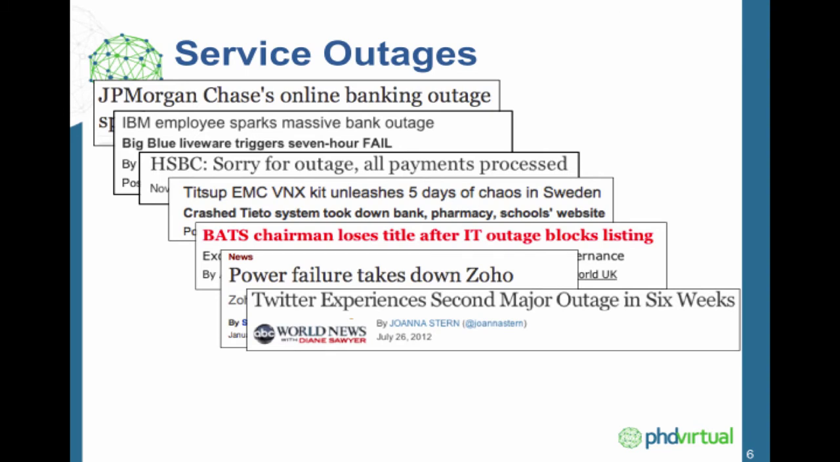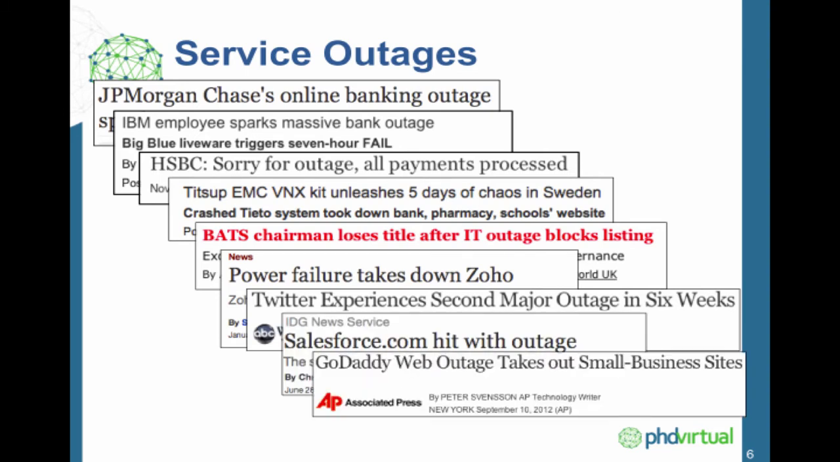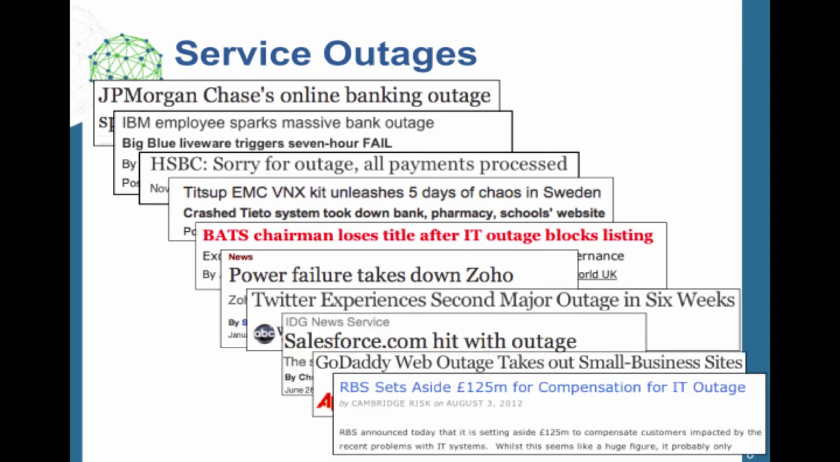Now, this could be a single virtual machine, it could be a whole site. And as you can see from this service outages slide, it happens to a lot of the big companies, and even the smaller companies. So things like web applications, Zoho, GoDaddy, but even things like JPMorgan Chase's online banking systems. In the UK, we had a big issue with HSBC not being able to process payments. So it happens to everybody.